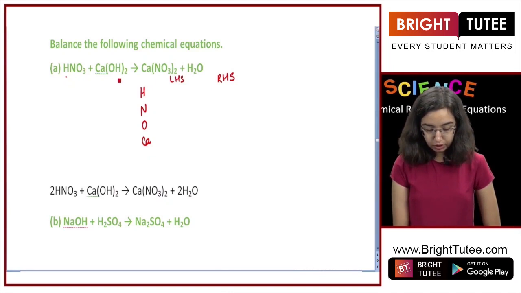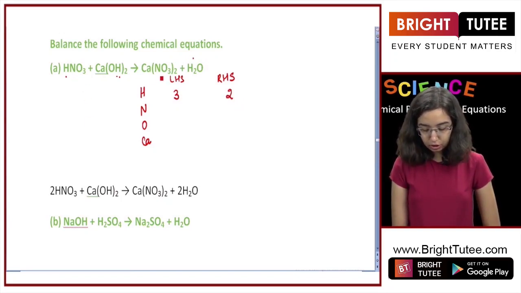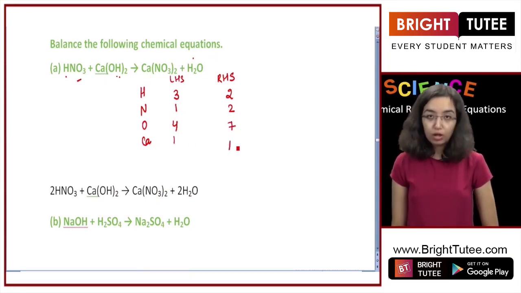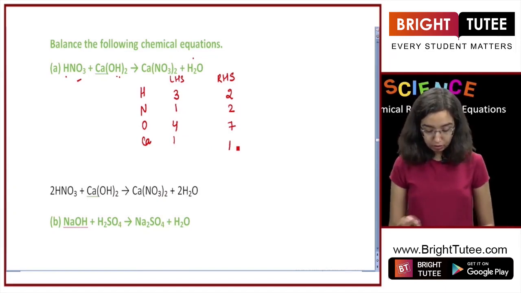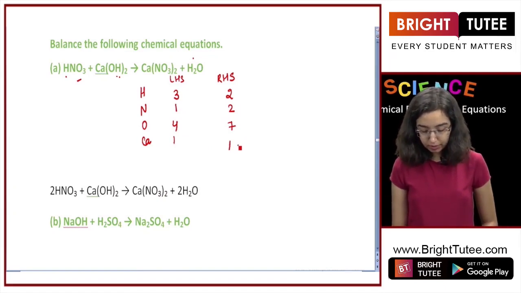We have 1 hydrogen here and 2 here, so we have total 3. Here we have only 2. For nitrogen we have 1 here and 2 here. For oxygen we have 3 plus 2, 4. So we have 4 here, and here we have 3 2s are 6 plus 1, 7. For calcium we have 1 here and 1 here. So calcium, as you can see, is already balanced out, so I'm not starting with the metals now.